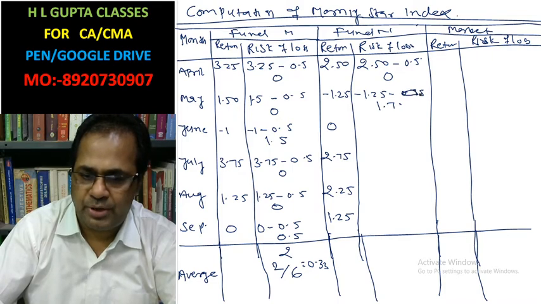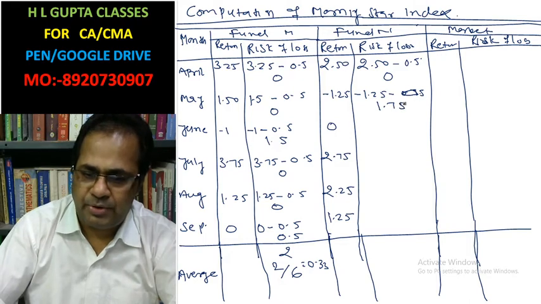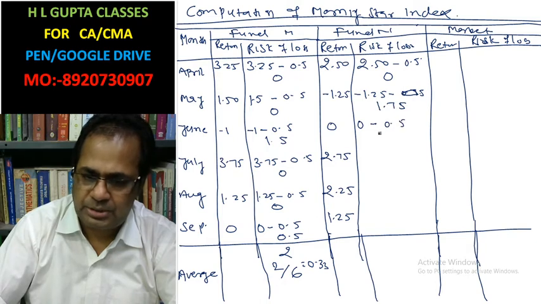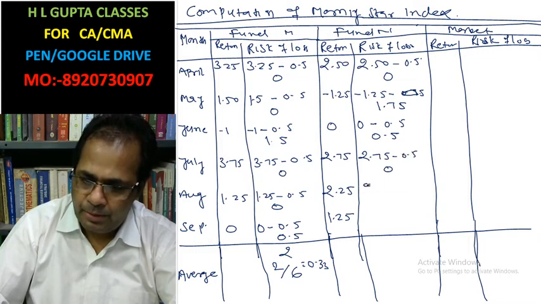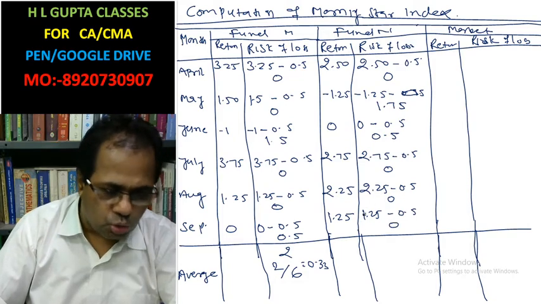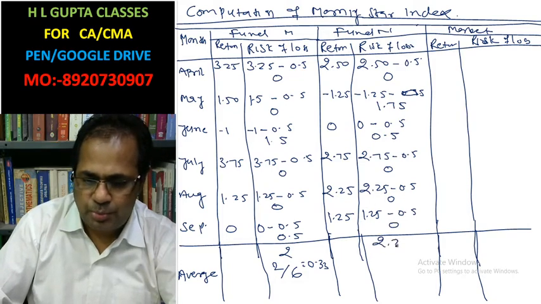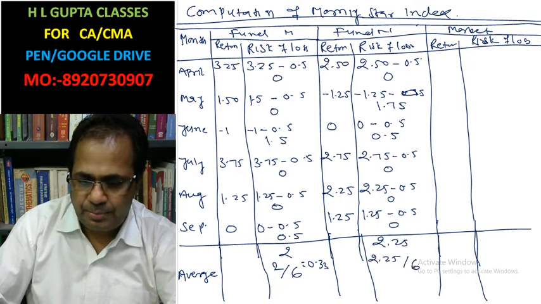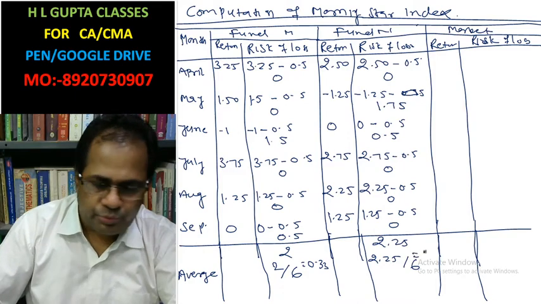This is 0.5, 0.75, 1.75. This is 0 minus 0.5, this is 0.5. 2.75 minus 0.5, risk of loss is 0. 2.25 minus 0.5, risk of loss is 0. 1.25 minus 0.5, risk of loss is 0. Total risk of loss in this case is 2.25, divided by 6, we have 0.38.